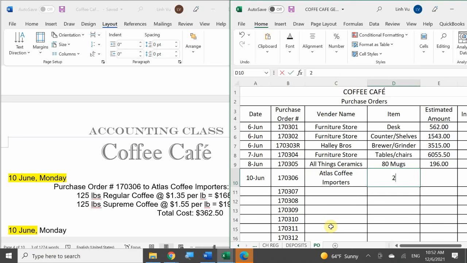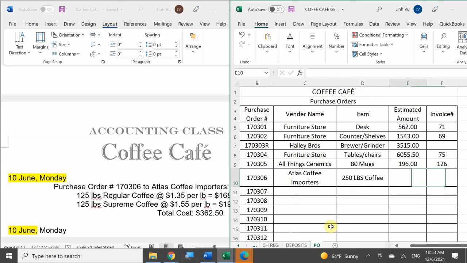What did I buy? I bought 250 pounds of coffee. Do you have to be specific? It is up to you. If you want to say 125 of regular, 125 of Supreme. I'm just getting the overall saying I should have at least 250 pounds worth of coffee for a total of $362.50.